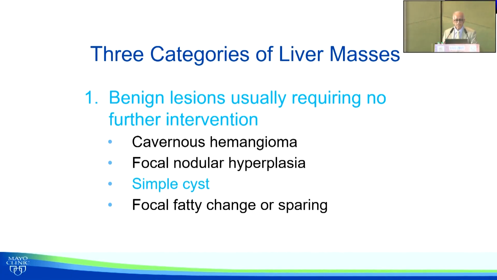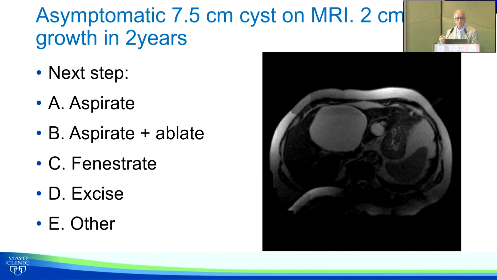Simple cyst, that gets on to our next case, okay? So this is an asymptomatic 7.5 centimeter cyst on MRI. 2 years ago, it was 2 centimeters less. So it has grown 2 centimeters. Who wants to aspirate? Anyone? Aspirate and ablate. Fenestrate, which is that the surgeon makes an opening. 1 for fenestration. Excise. Other.